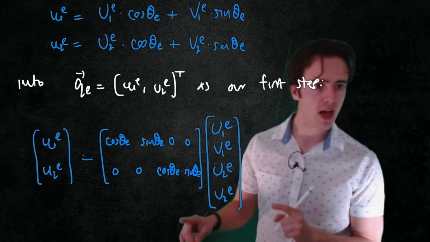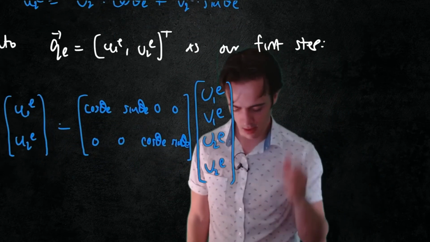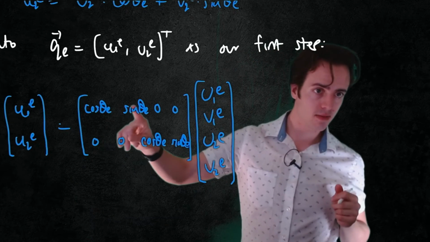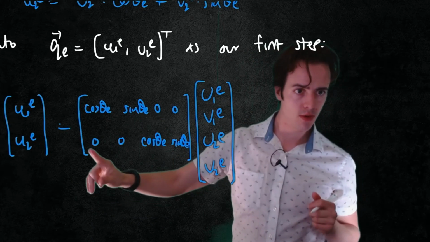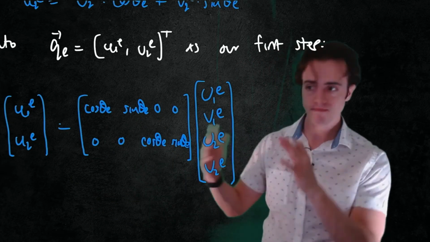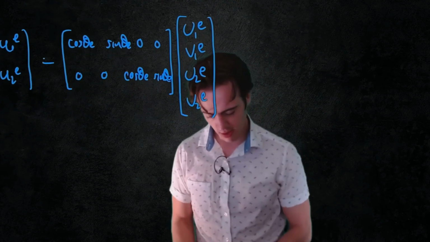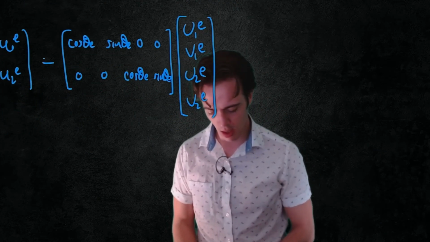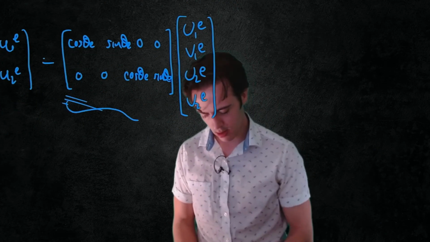I don't think I've ever planned a matrix to be the right size. So we've got cosine theta, sine theta, 0, 0, 0, 0, cosine theta, sine theta. Okay, so this matrix we're going to call R.